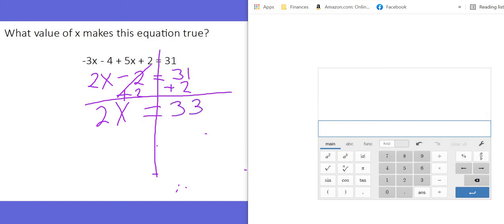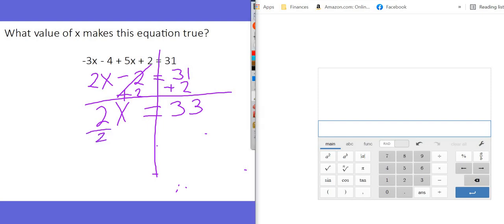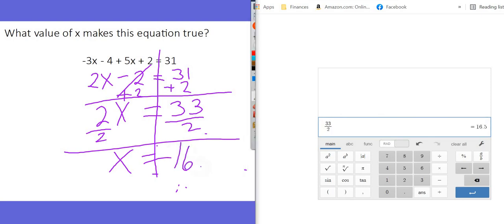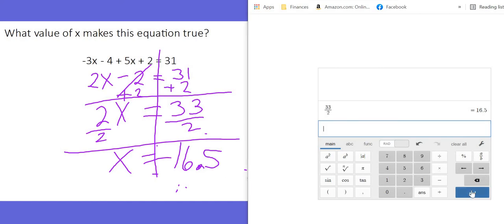Again, I encourage you to always use Desmos. Then we're going to say 2 times x. How do I undo multiplication? Well, you undo that by dividing. And we're going to come to our calculator and do 33 divided by 2, which gives us 16.5. All right, and again, we're going to come back to Desmos because the biggest thing is to know how to check our equations. So we're going to start by typing negative 3x minus 4 plus 5x plus 2.